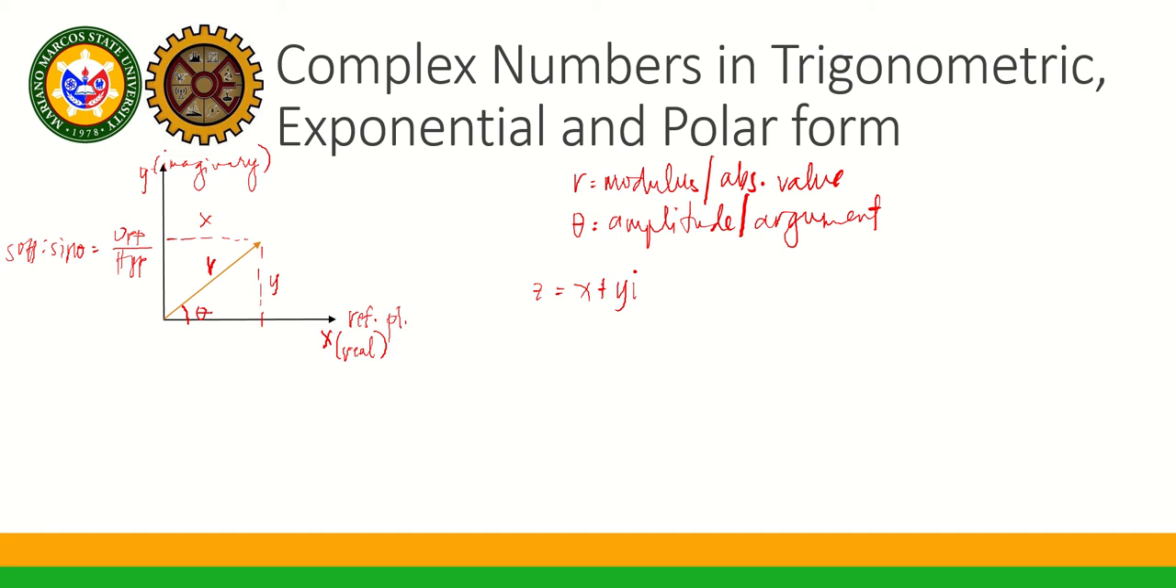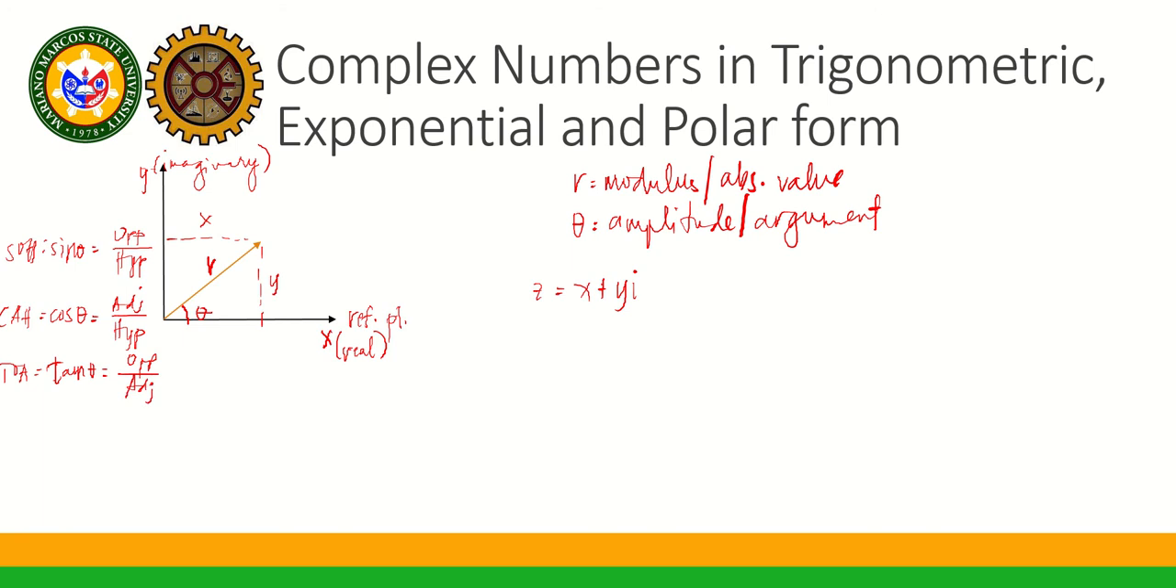Okay? Sa CAH naman, CAH is equal to cosine theta, adjacent over hypotenuse. And then, TOA, tangent theta is equal to opposite over adjacent.